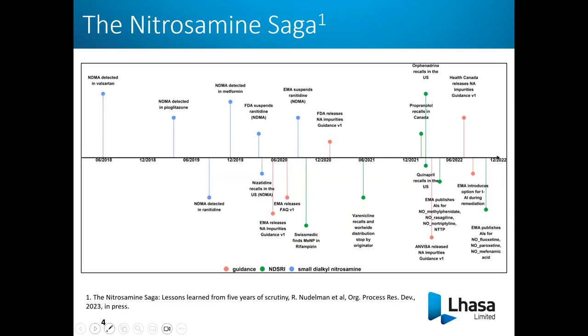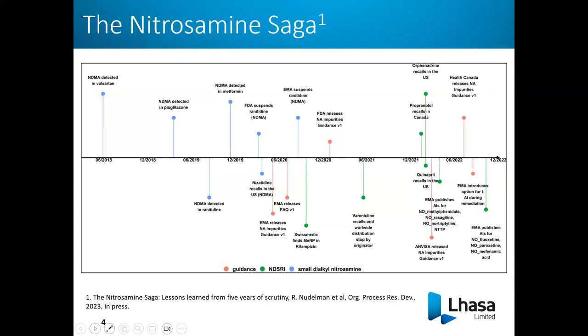Where the nitrosamine saga began was with NDMA detection in valsartan back in 2018. This led to a cascade of events around the detection of so-called small dialkyl nitrosamines. NDMA was found in several other marketed drugs, which led to their recalls and sometimes suspensions. This happened around the 2020 mark. Guidance updates followed quite swiftly after.